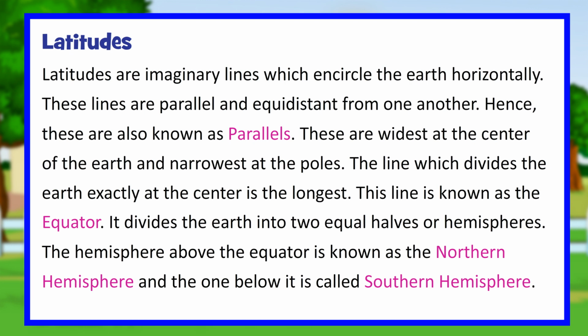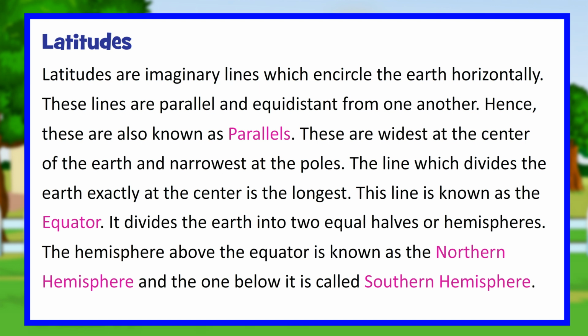Latitudes. Latitudes are imaginary lines which encircle the Earth horizontally. These lines are parallel and equidistant from one another. Hence, these are also known as parallels. These are widest at the center of the Earth and narrowest at the poles. The line which divides the Earth exactly at the center is the longest.